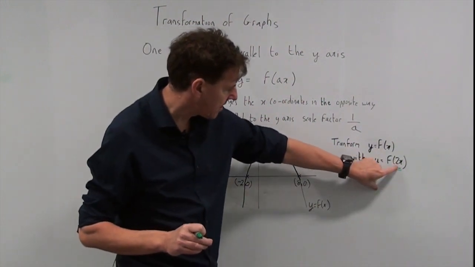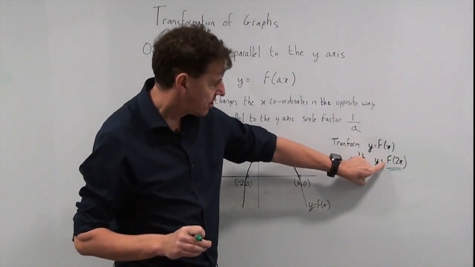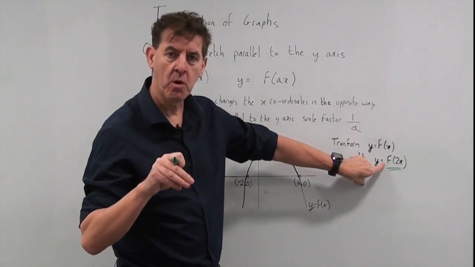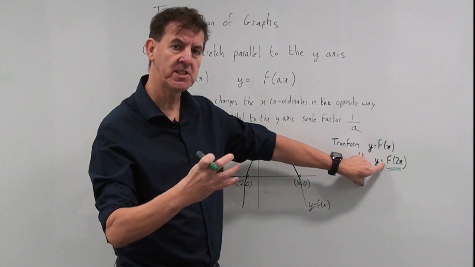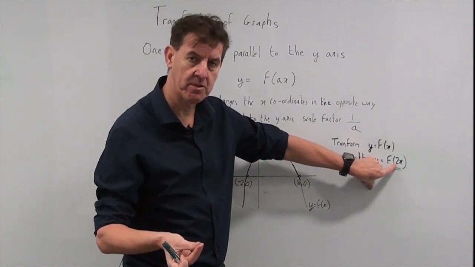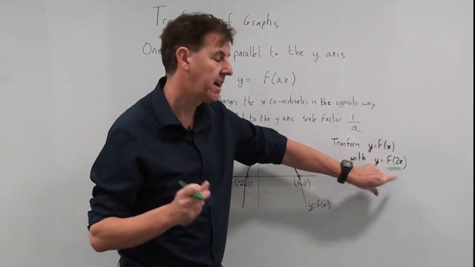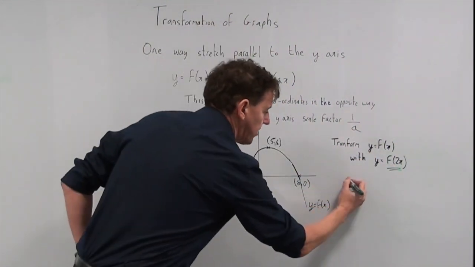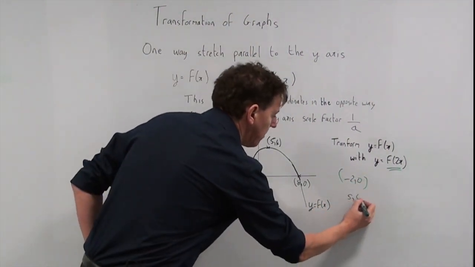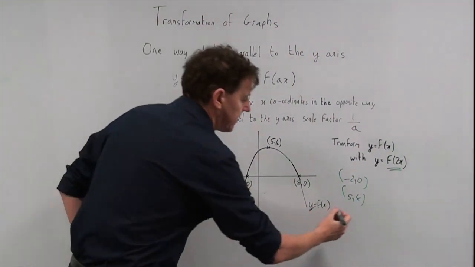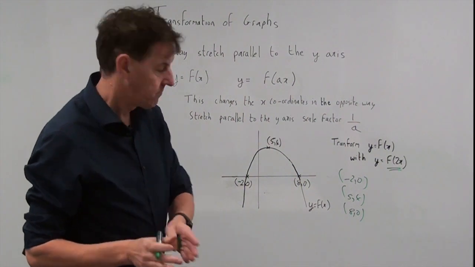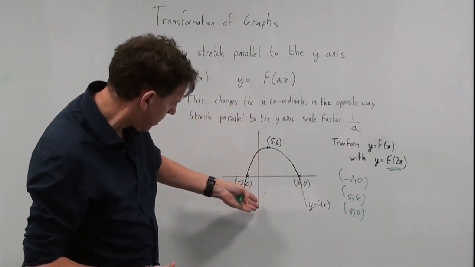If that 2 was outside the bracket, so it was 2 times the function in x, that's the one where it affects the y coordinates. So remember, if it's on the outside, it's affecting the y coordinates. If it's on the inside, it affects the x coordinates, but remember, in the opposite direction. So let's have a look at our coordinates. We've got (-2, 0), (5, 4), and (8, 0). All those y coordinates are going to stay exactly the same. So that y-axis is going to just stay there, like that.